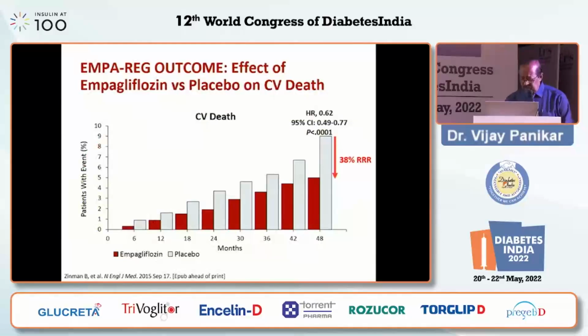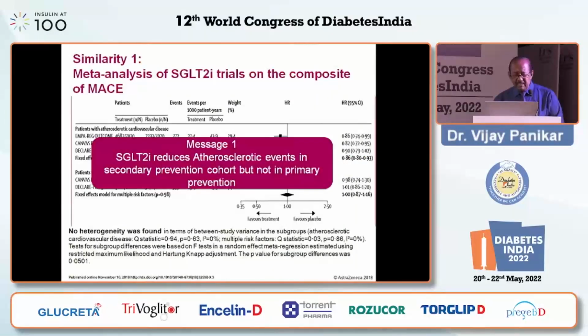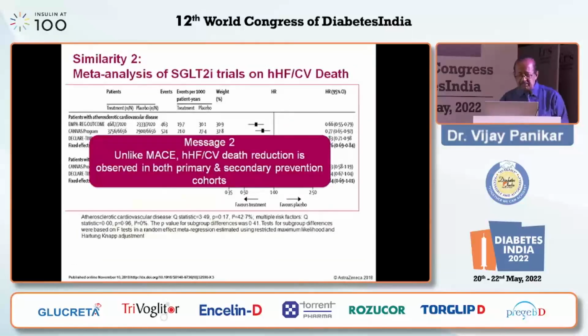And why is it so? Look at the EMPA-REG study. 33% relative risk reduction in cardiovascular death. And if you look at SGLT2 across the board, it reduces atherosclerotic events in secondary prevention cohorts, but not in primary prevention. Mark this. But if you look at the second message, across the board for all the SGLT2 inhibitors, unlike MACE, heart failure and cardiovascular death reduction is observed in both primary and secondary prevention cohorts. So that is where SGLT2 is today.